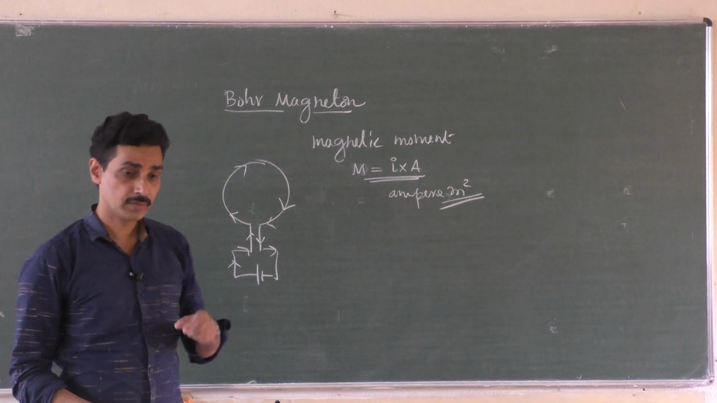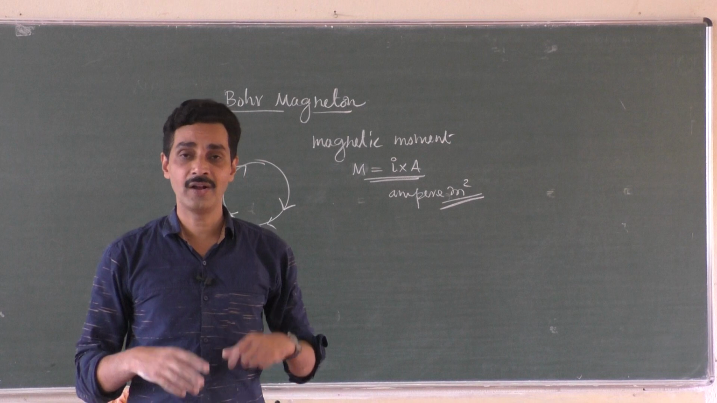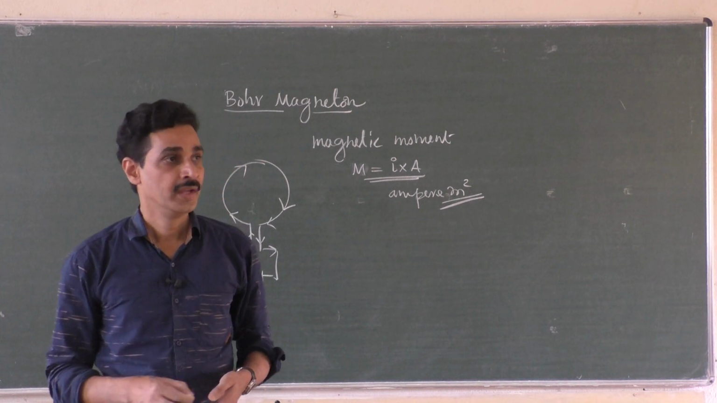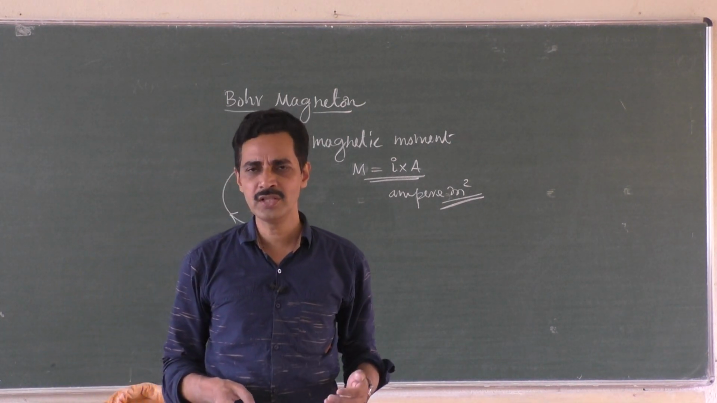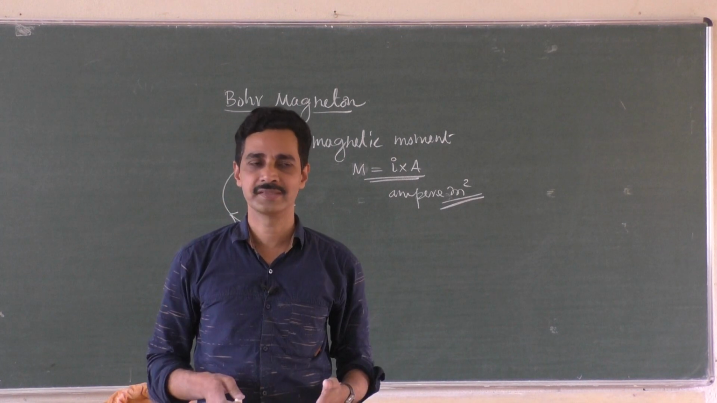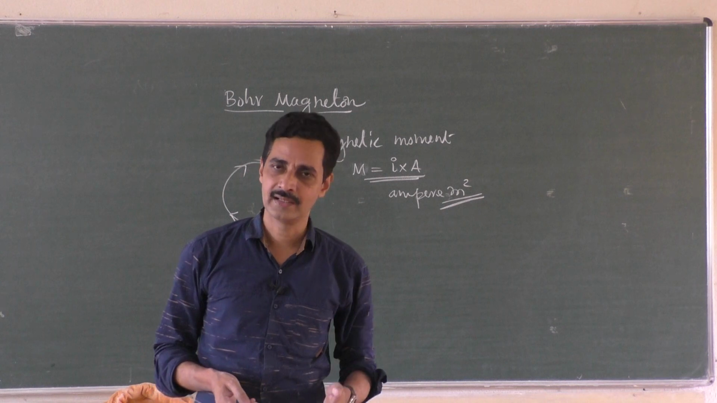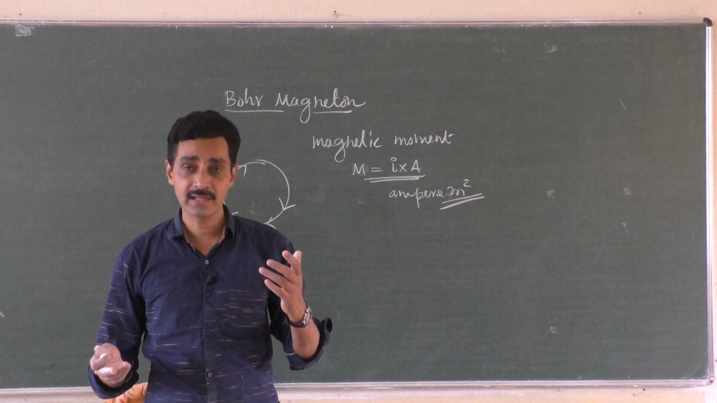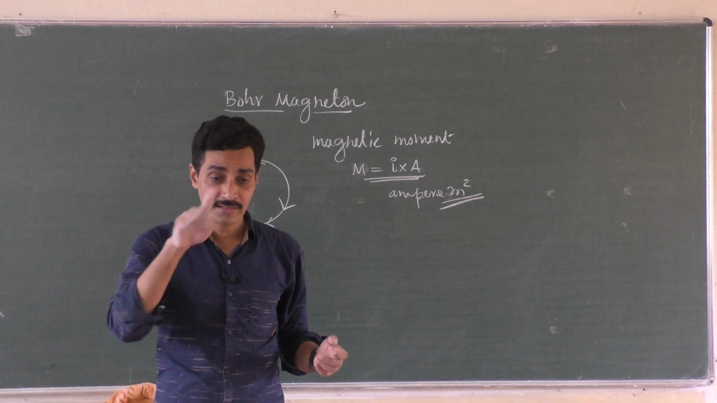Now if you go on testing all those electrons inside a material, you ask one by one, are you moving around the nucleus in a circular path? Yes sir, we are enjoying and we are moving around the nucleus. Are you producing any current? Yes sir. Are you producing any magnetic field? Yes sir, we are current loops. Each electron is a current loop.